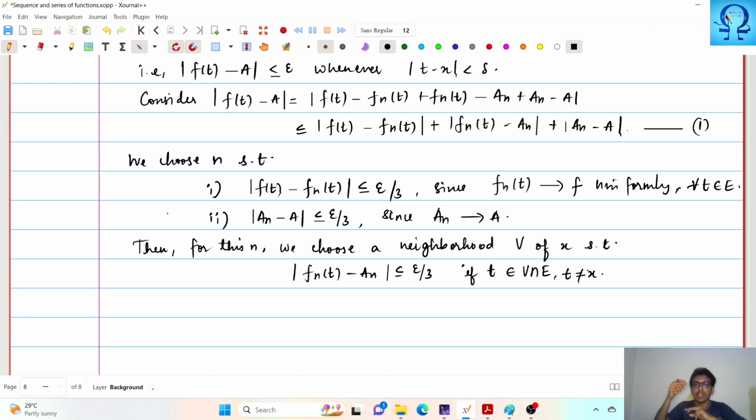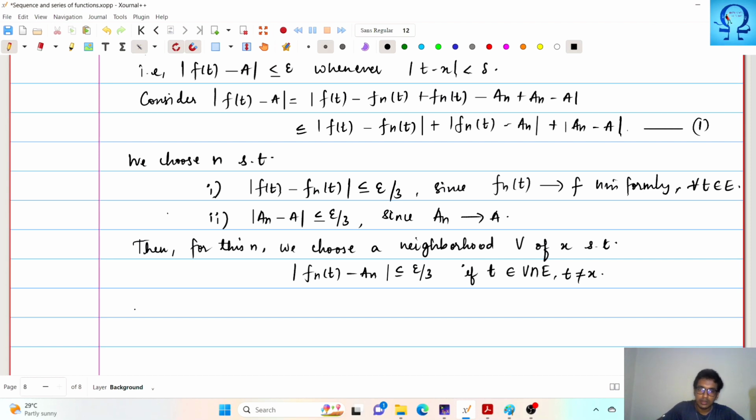So around x we are choosing a neighborhood. That neighborhood we are identifying based on this n. So the radius of the neighborhood may involve this n. Accordingly, we will have to identify one such neighborhood such that this is happening.